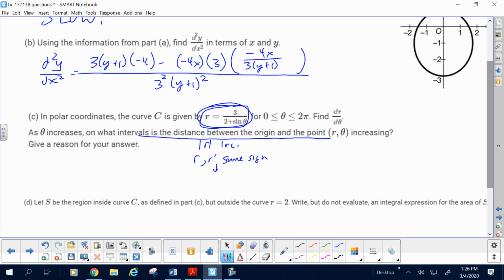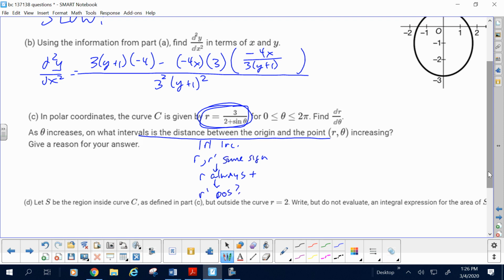Okay, what's the least 2 plus sine can be? Can the denominator be positive or negative? Nope, always positive. So what's our sign? Always positive. R is always positive. I did not waste my time getting into that. And so I just said, when is R prime positive?